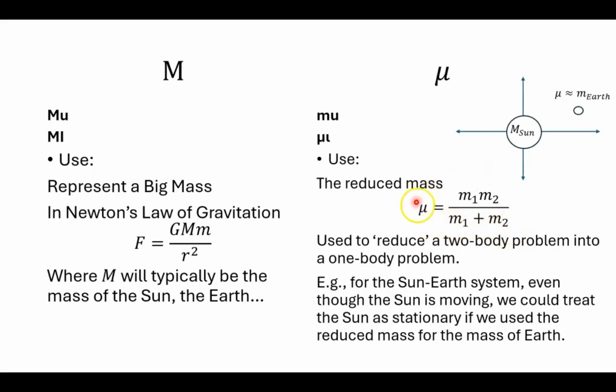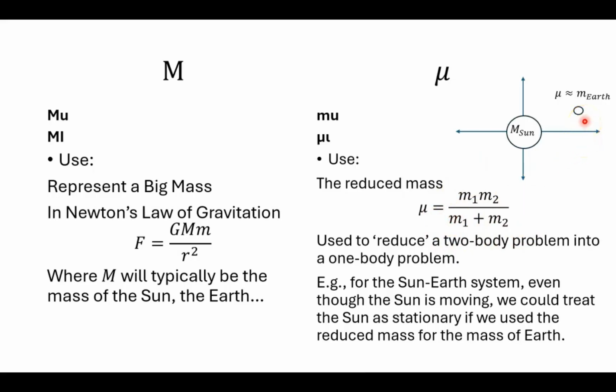This is a very useful quantity used in astrophysics to reduce a two-body problem into a one-body problem. So for example, for the Earth and the Sun system, even though the Sun is moving, because the Earth also exerts a gravitational force on it, we could effectively treat the Sun as stationary if we use the reduced mass for the mass of the Earth. So that means we can just put the Sun in the center of our coordinate system and assume it's not moving, and instead we use the reduced mass for the mass of the Earth. That means we multiply the mass of the Sun and the mass of the Earth together and divide it by the sum of their masses.